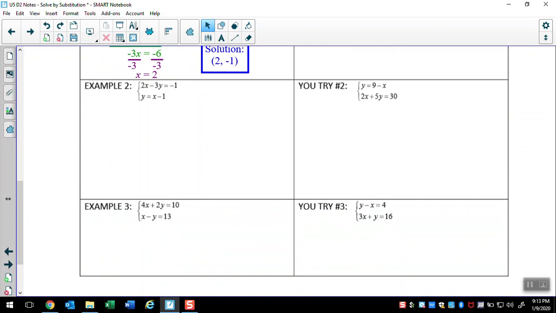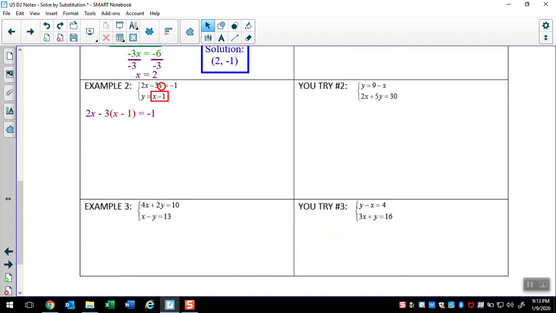So I'm going to pick the equation that already has a variable solved for itself. In this case, it's the second one. My y has already been isolated, so I'm going to take that x minus 1 and substitute it in for the y. This time, y has a coefficient of negative 3, so I'm going to leave that there and substitute in my x minus 1.